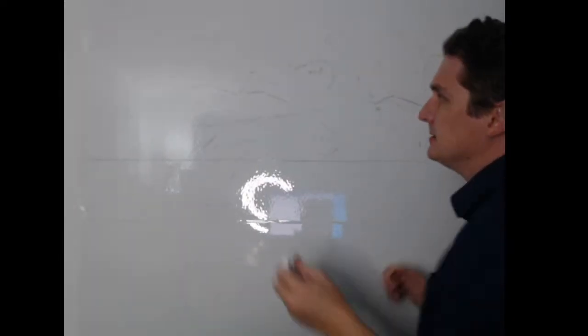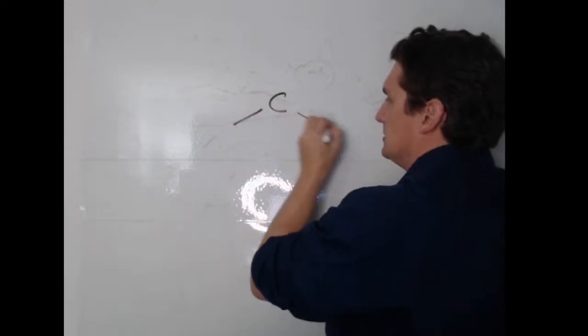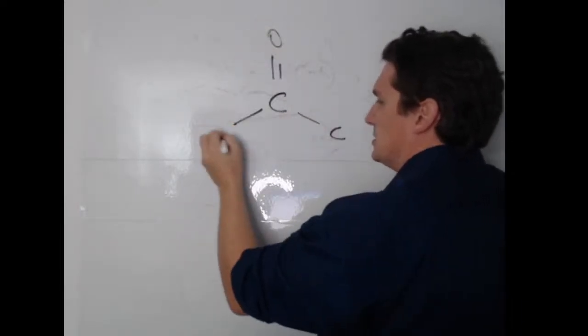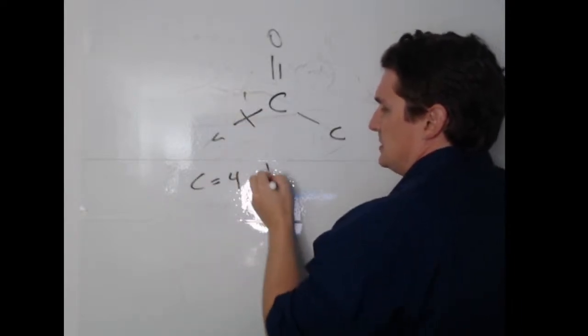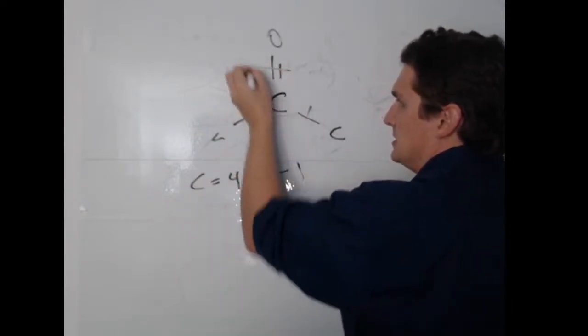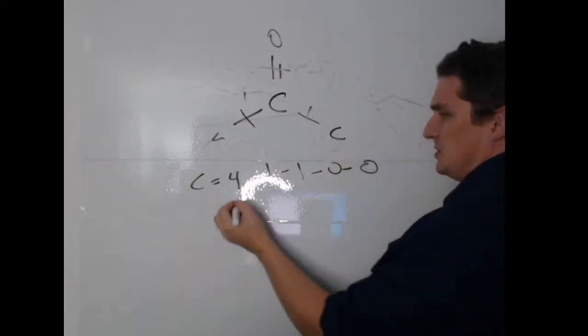So if we look at oxidation states, we have carbon, oxygen. Carbon's going to start with 4 electrons. It's going to get 1 electron back from this bond, 1 electron back from this bond, and 0 from these two. So it puts carbon in a +2.